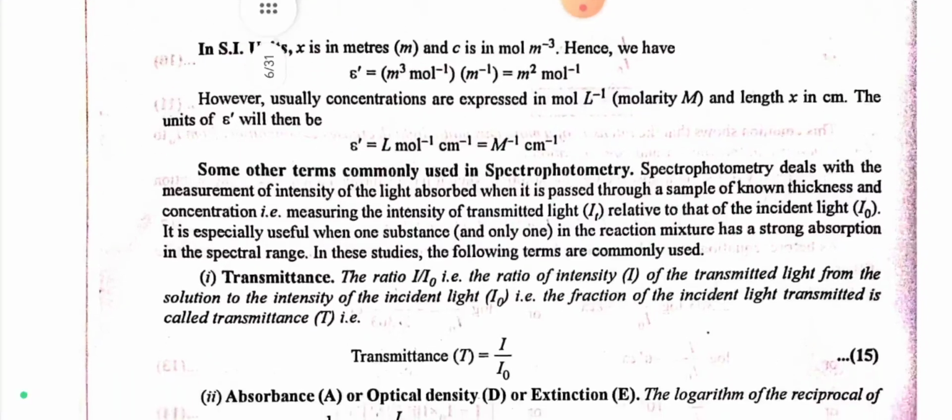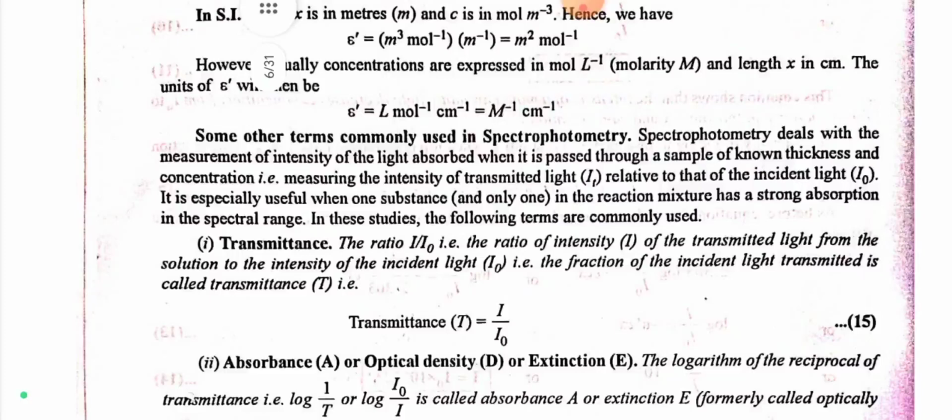First, transmittance. The ratio I by I naught, that is the ratio of intensity of the transmitted light from the solution to the intensity of the incident light I naught, that is the fraction of the incident light transmitted, is called transmittance T. Transmittance is equal to I by I naught.